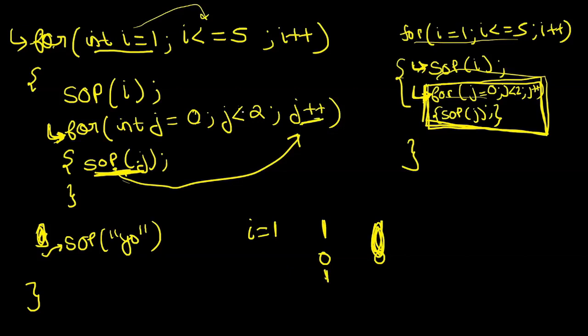So now guys, try to understand. This condition becomes false. And now I will come outside this for loop. That means the inner for loop of j has now been executed, and I come outside of this for loop. So guys, what is the next line outside this for loop? SOP yo. So yo will be printed.